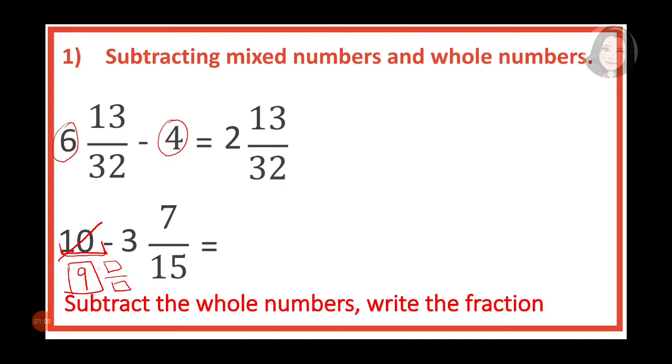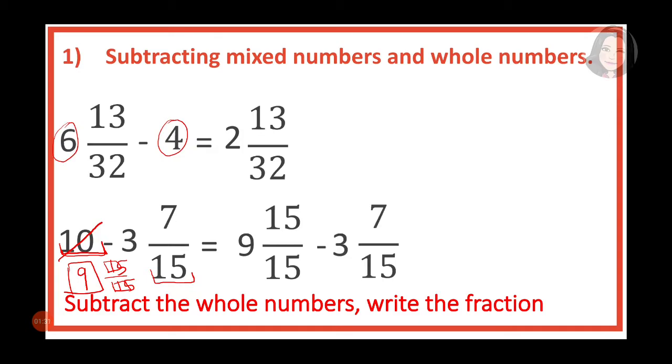Now this one that I subtracted from the 10, I'm going to write it as a fraction where the numerator and the denominator are the same. Where do I get them from? I look at the denominator of the second mixed number. It's a 15. Then this is going to be 9 and 15 out of 15. So the 10 is going to be changed into 9 and 15 over 15 minus the 3 and 7 over 15. What will I do over here? 9 minus 3 is a 6 and 15 minus 7 is an 8. So my answer is going to be a 6 and then 8 over 15.